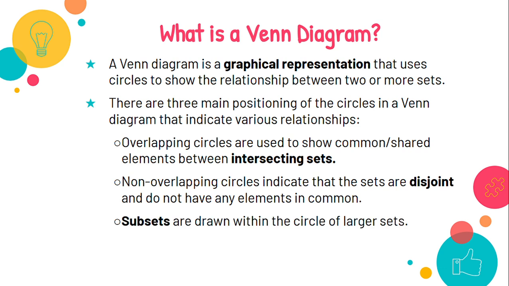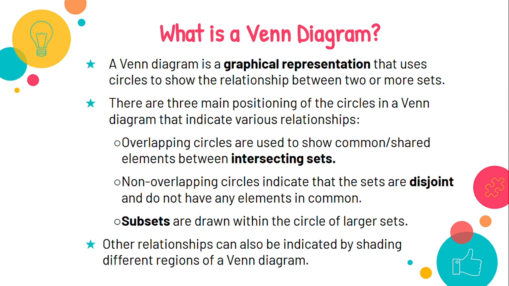And the other type that we mentioned as well was the subsets. If a set is a subset of another one, then that circle is going to be drawn inside the circle of the larger set. So those are the three main relationships that you will observe from your Venn diagram based on the position of the circles. There are other relationships that you can observe from the Venn diagram too, and to indicate these, we basically shade different regions of the Venn diagram. We're going to be looking at a few of those relationships now.